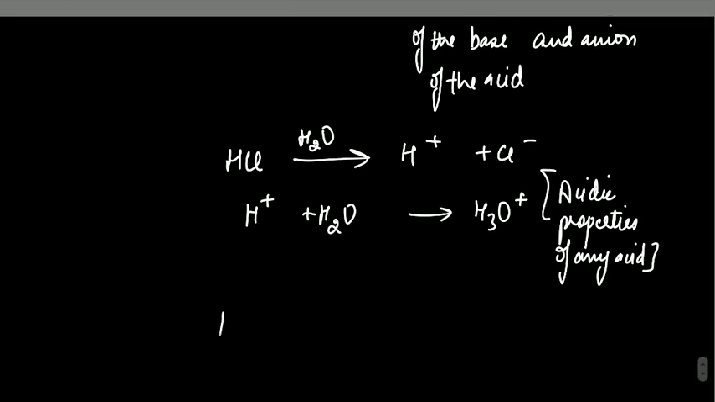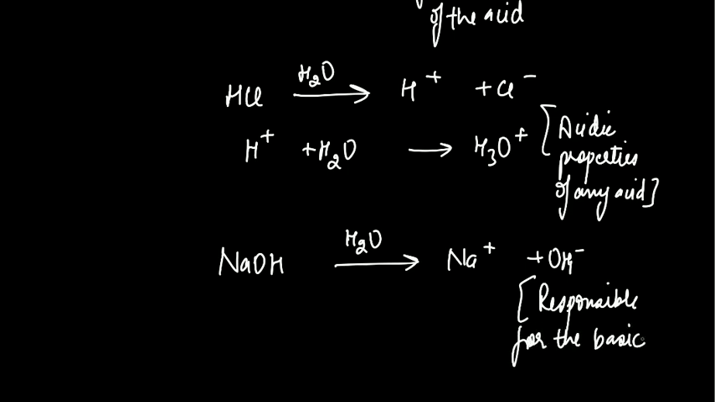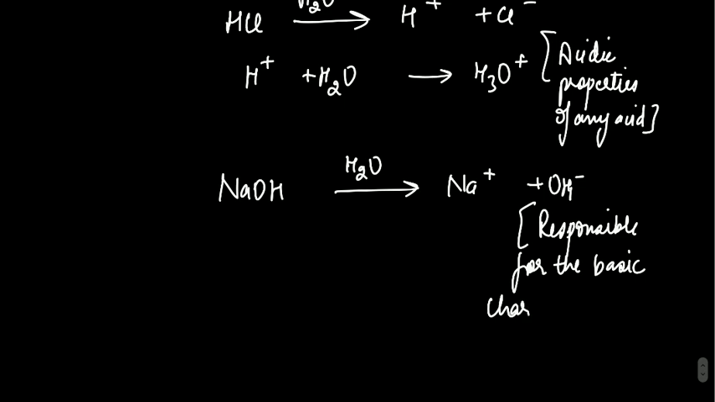Similarly, if we talk about a base, NaOH, in the presence of water it will give you Na plus and OH negative ion. This is what we call the hydroxide ion, and this is very much responsible for the basic character of bases. So acid and base both neutralize their effect to form salt and water.